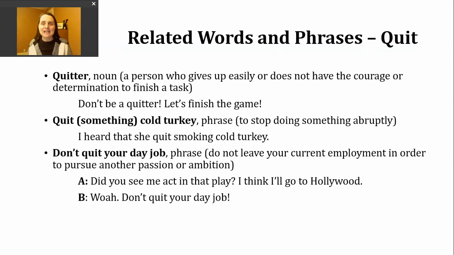The next phrase that we're going to talk about is quitting something cold turkey. And this might sound funny, but again, you might hear this connected to New Year's resolutions or New Year's goals that people tend to set for themselves. So if you quit something cold turkey, it means you have stopped doing something abruptly. And that differs from doing something gradually. Let me give you an example of this.